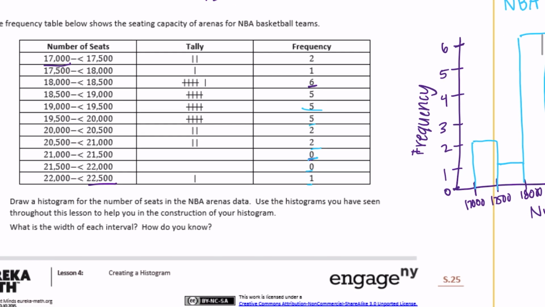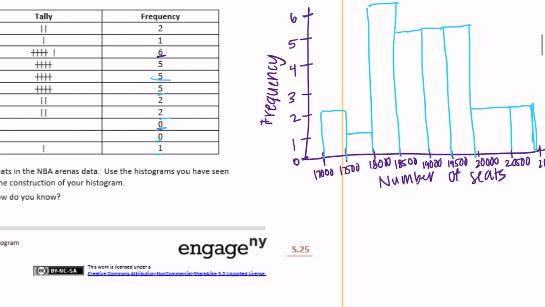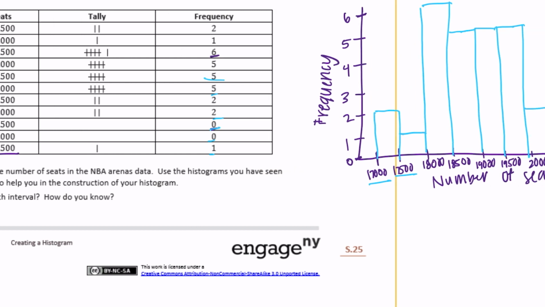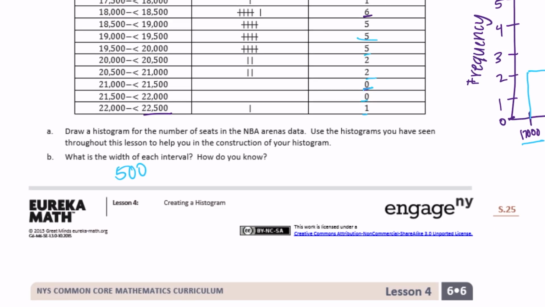Okay, so we did A. What is the width of each interval? So the width of each interval was 500. How do we know? You can just subtract. You could do 17,500 minus 17,000 and you get 500. So the intervals go up by 500 every time. We can subtract the values. That's how I know.